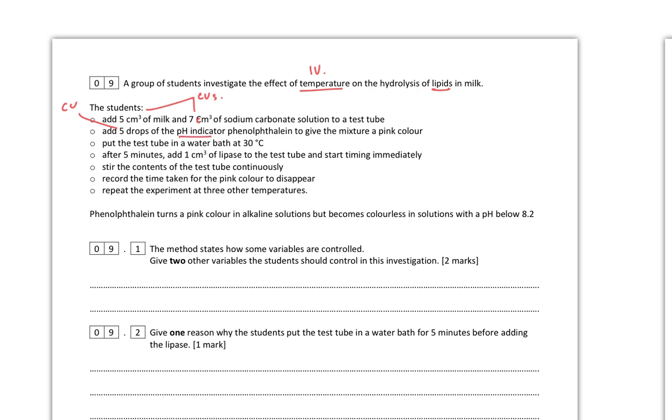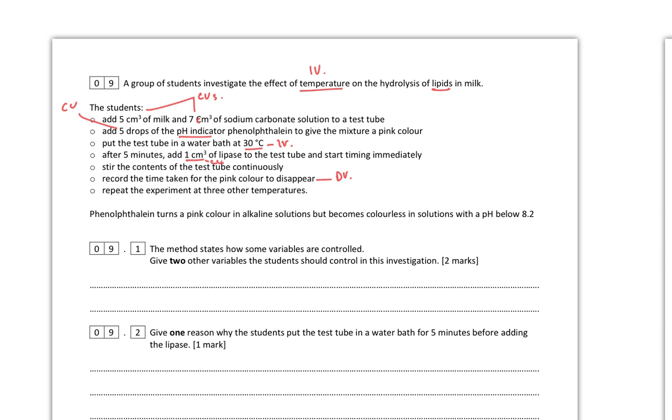So I'm measuring pH. The pink colour, put it in a test tube at 30 degrees C. That's a CV as well. After 5 minutes, add 1 centimeter cubed of lipase. That's another CV. And start timing immediately. Stir the contents. Record the time taken for the pink colour to go. That's our DV, the time taken for the pH to change. Repeat the experiment at 3 other temperatures. Oops, have I just put CV on the temperature? Oops, idiot, as in me. That's our IV, isn't it? That's one of our independent variables.